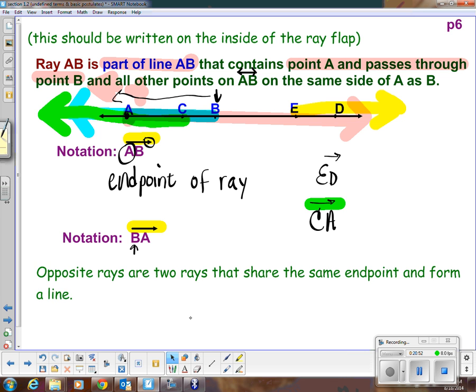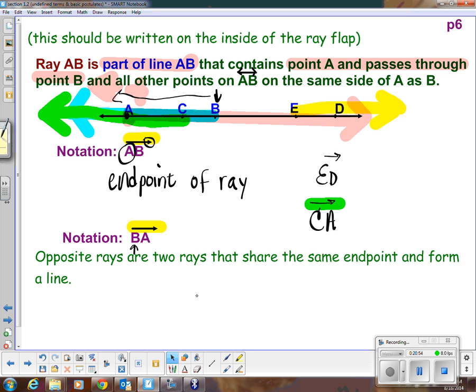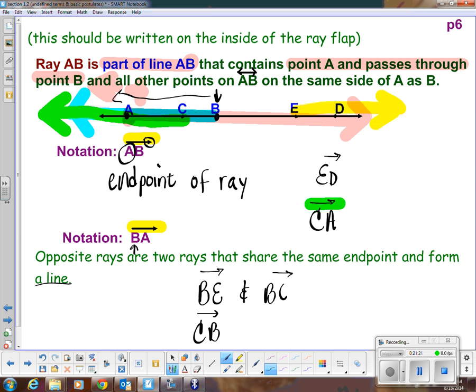All right, opposite rays are rays that share the same endpoint and form a line. So if I want to look at my example above, ray BE and ray BC are opposite rays. They share the endpoint B, and BE goes to the right, BC goes to the left, and when they're put together, they form a line. If I want to talk about ray CB and then ray CA, those are opposite rays. Start at C, passes through B, goes to the right. The other one starts at C, passes through A, goes to the left, and as you can see, they again form a line.